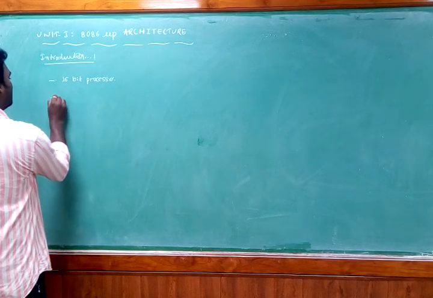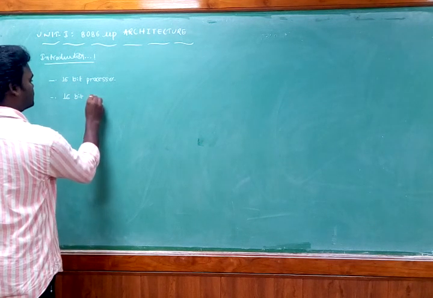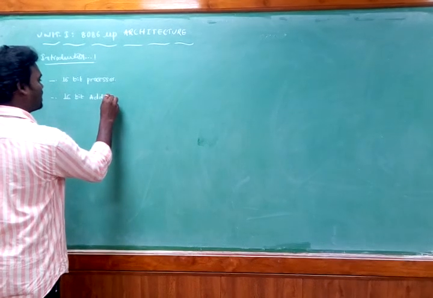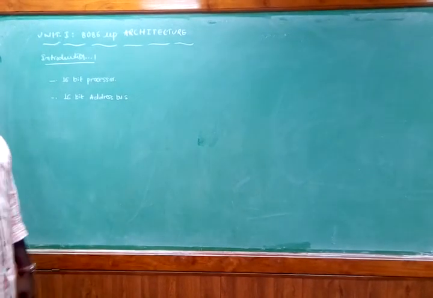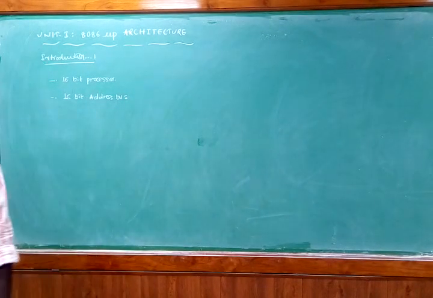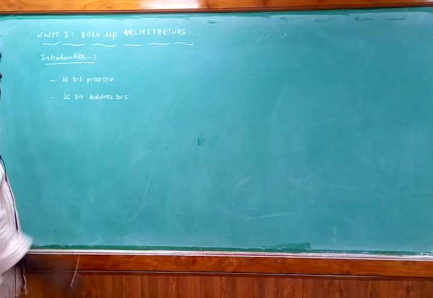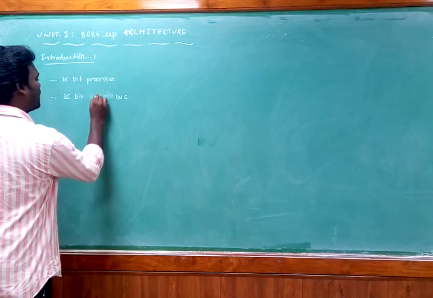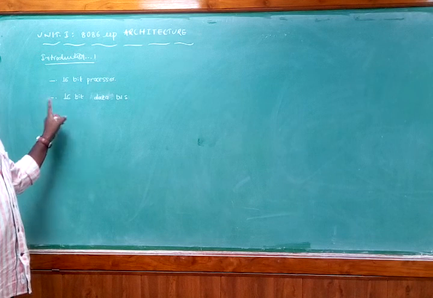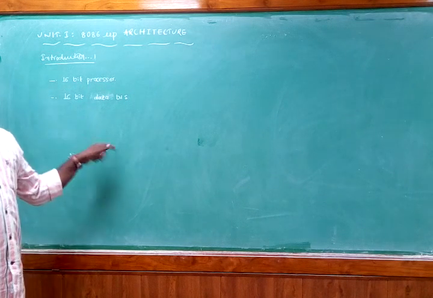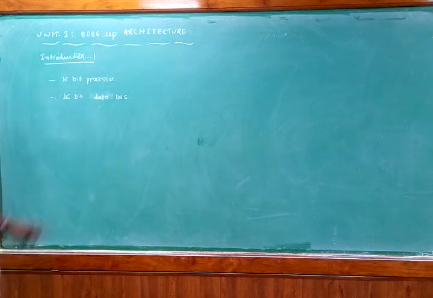And again, it has a 16-bit data bus. The second important feature of the 8086 microprocessor is that it has a 16-bit data bus. A bus is nothing but a group of communication lines. That means every time it can read 16 bits of data from the memory, and it can write 16 bits of data into the memory by making use of the bus.